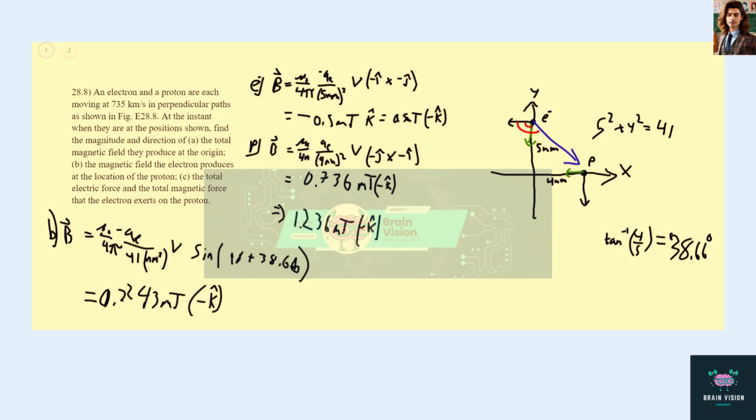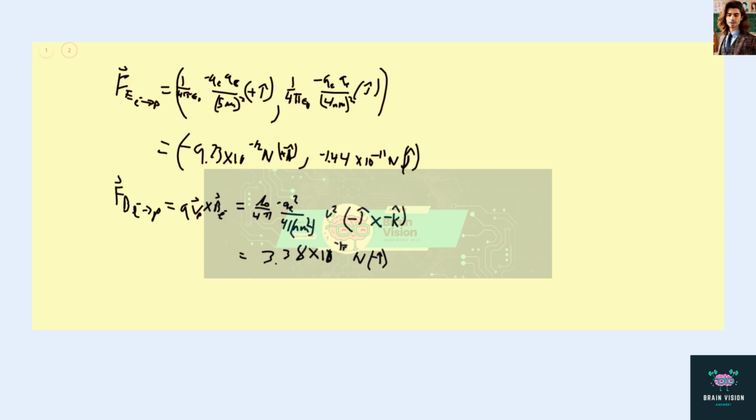So we have the B field is in the negative k hat direction, V is downwards. So we have the cross product of negative j hat cross negative k hat. So that should be negative i hat. No, something messed up here. I don't think we do that. Okay.